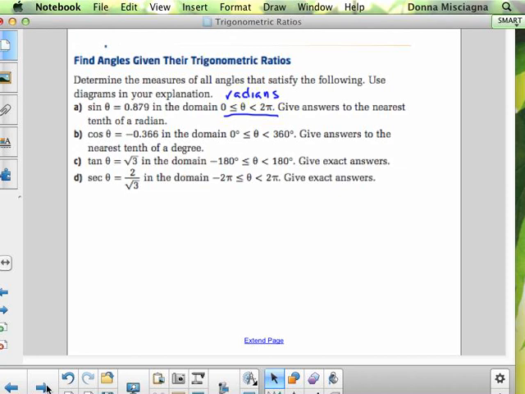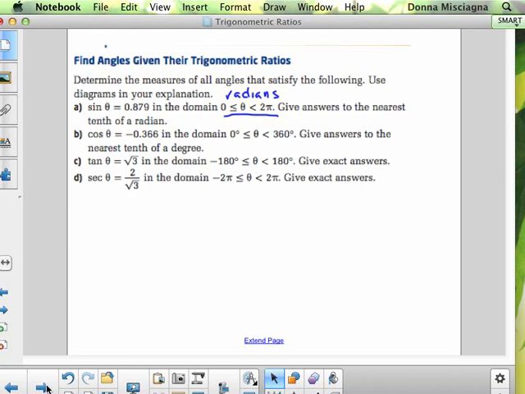You might be asked to solve in radians. You might be asked to solve in degrees. So here, if we're told that our answer is in the domain of 0 to 2 pi, that means we're working in radians. So A there is in radians, D is in radians, and B and C are in degrees. Notice it's not the same one each time, so we're going to have to figure out where we are on the coordinate plane. All right, so let's look at the first one.